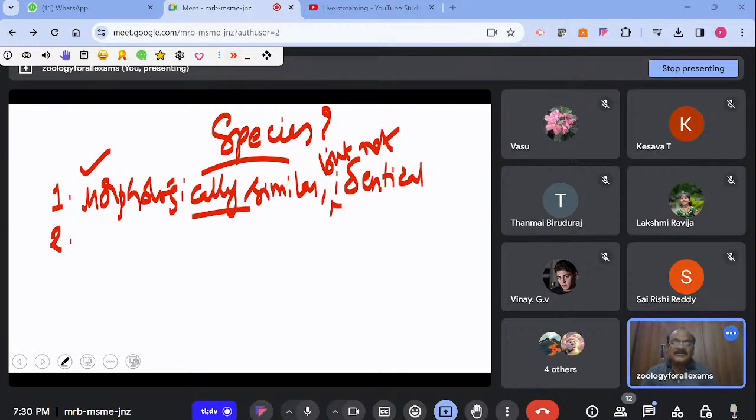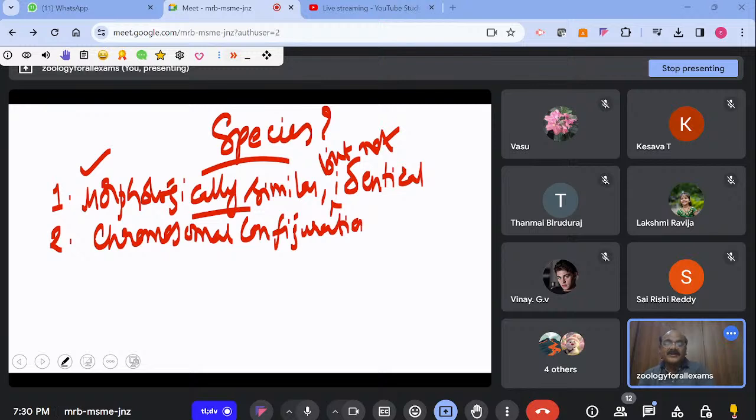So the second characteristic that is important for understanding species is that they have the same chromosomal configuration. For example, Homo sapiens. We belong to the sapiens species, and in this species we all have 46 chromosomes. Whether you live in India, whether you are Chinese, American or Egyptian, we all have 46 chromosomes only. That means we have the same chromosomal configuration.